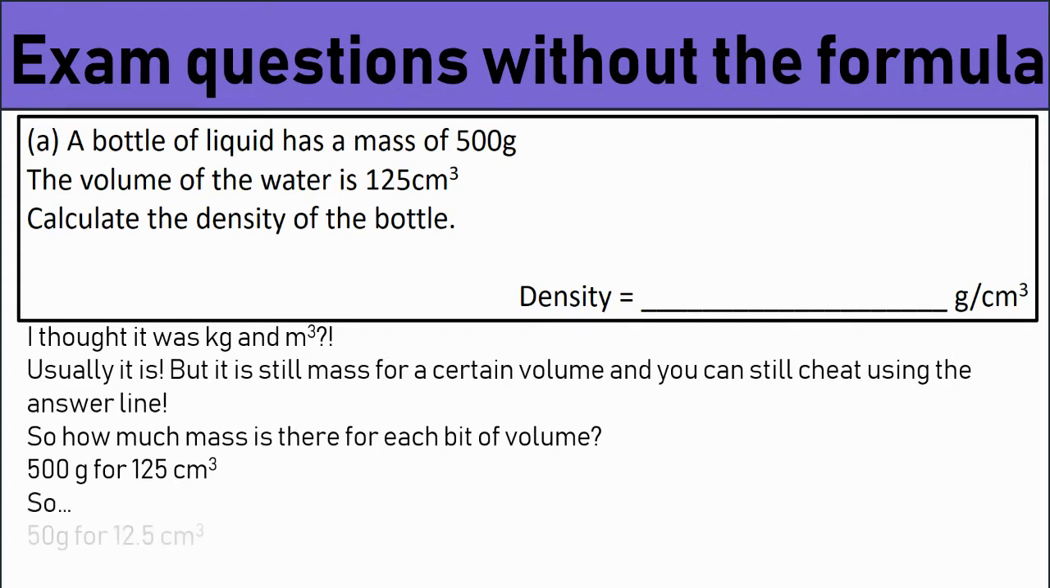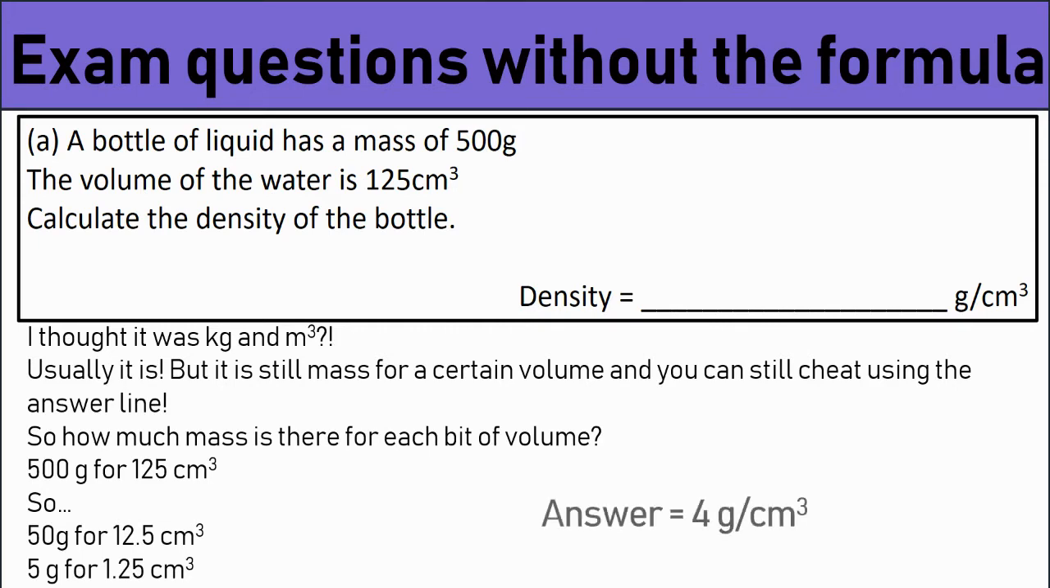So there's a number of ways we can do this. I've just chosen to divide by 10 to start with to try and simplify it, to show you the process. I'm going to divide by 10 again and show you that there's 1.25 centimeters cubed and 5 grams. And then it's easy now to see how we get to 1 centimeter cubed. We divide by 1.25. We end up with 4 grams in 1 centimeter cubed, which means the answer is 4 grams per centimeter cubed. That is the density.